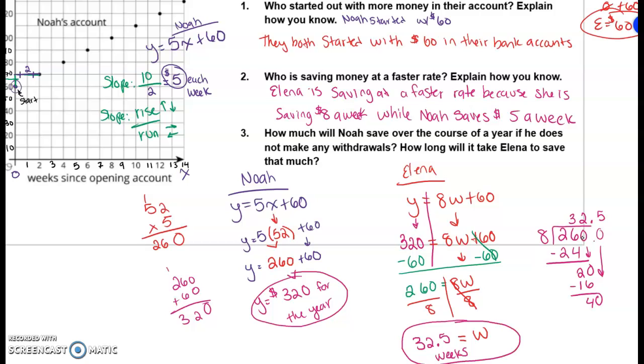So in reality, who's really making more money? Well, we know that she's making $8 a week, so it makes sense that it's going to take her 32.5 weeks versus 52 weeks like Noah to make the same amount.